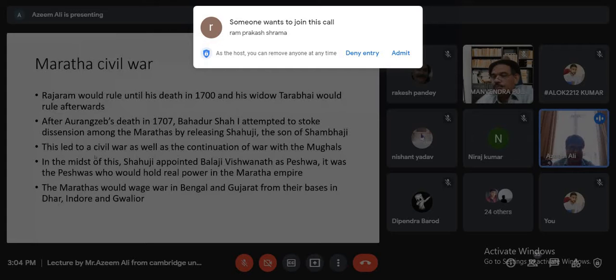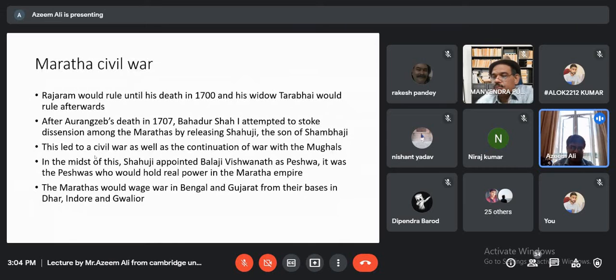After Aurangzeb's death in 1707, Bahadur Shah I attempted to stoke dissension among the Marathas by releasing Shahu, the son of Shambhaji. This led to a civil war among the Marathas, as well as a continuation of war with the Mughals. In the midst of this, Shahu appointed Balaji Vishwanath as Peshwa. And now it would be the Peshwas who held real power in the Maratha Empire. The Marathas would wage war in Bengal and Gujarat from their bases in Dhar, Indore, and Gwalior.